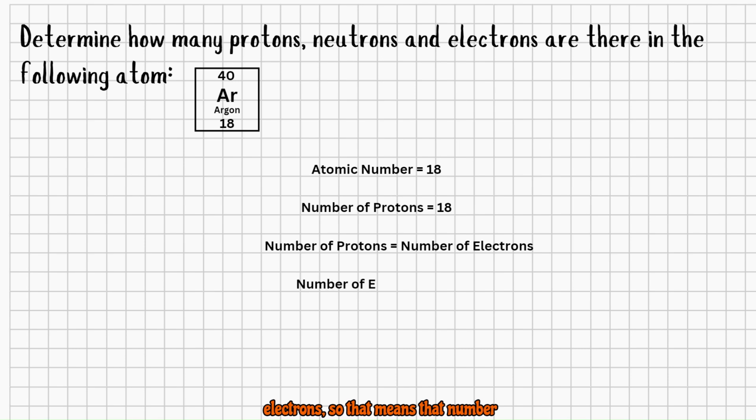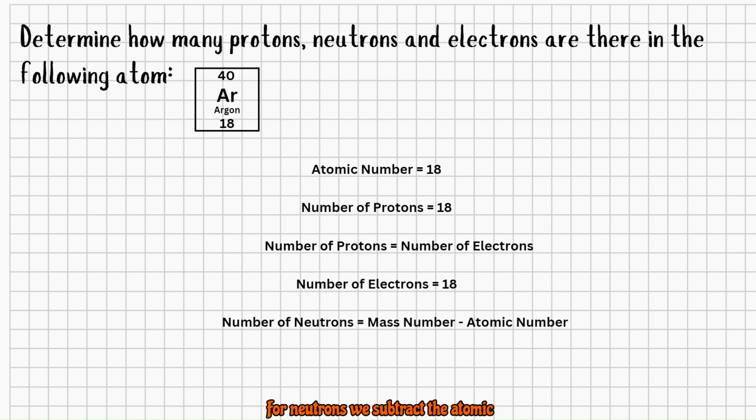So that means that the number of electrons are also equal to 18. For neutrons, we subtract the atomic number from the mass number. So that would be 40 minus 18, which is equal to 22. So our number of protons are 18, number of electrons are also 18, and number of neutrons are 22.